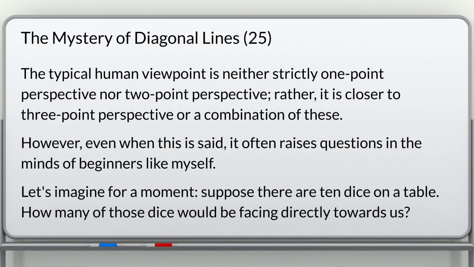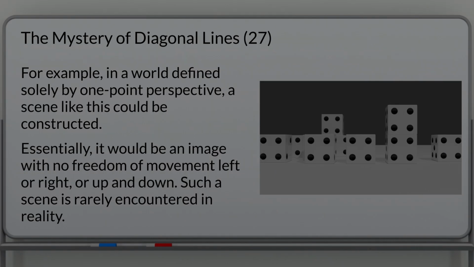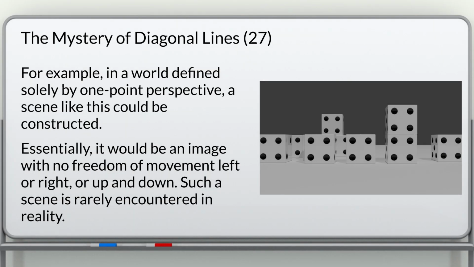However, even when this is said, it often raises questions in the minds of beginners like myself. Let's imagine for a moment, suppose there are 10 dice on a table. How many of those dice would be facing directly towards us? It is possible that, by chance, 1 or 2 dice might be facing directly towards us. However, the majority would likely be oriented at some angle. For example, in a world defined solely by one-point perspective, a scene like this could be constructed. Essentially, it would be an image with no freedom of movement left or right, or up and down. Such a scene is rarely encountered in reality.